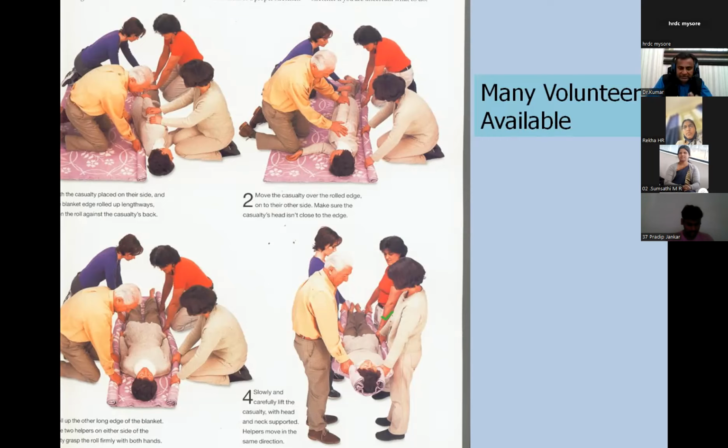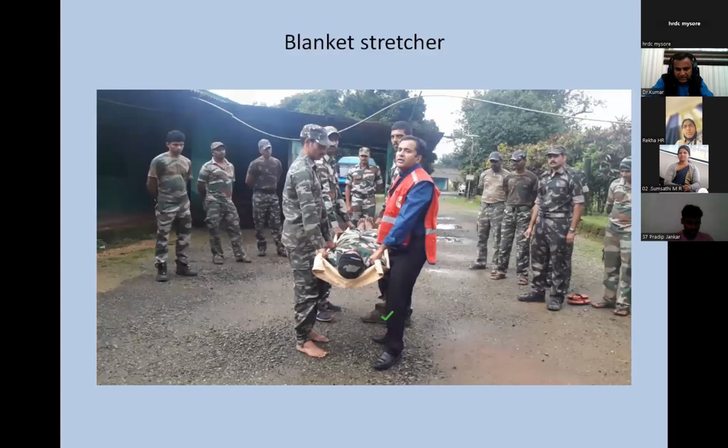Anyway, coming back to the disaster management part of shifting casualties, you can use this. This is again from one of our trainings. You can use the blanket stretcher. We call it a blanket stretcher. So this can be used to shift the casualty in case of any emergencies. And the blanket here, what we are using, is a ground sheet.